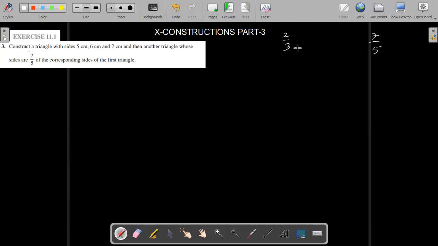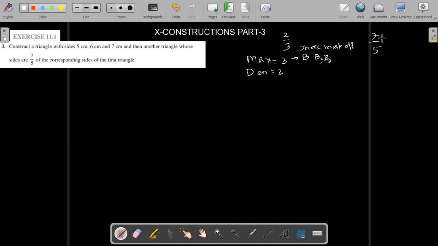So the maximum value here is 3 and the denominator is also 3. The maximum 3 means we will make 3 points B1, B2 and B3. Okay, 3 points. How many points will we divide into? 3, 3 mark off.